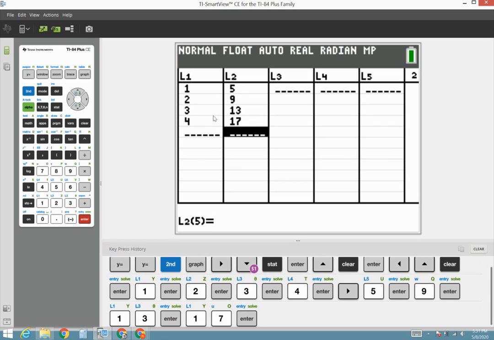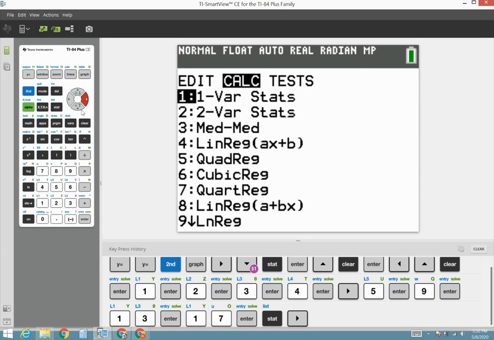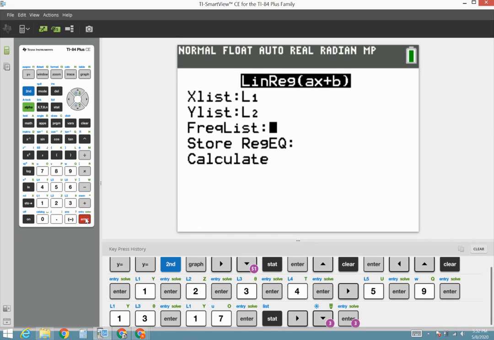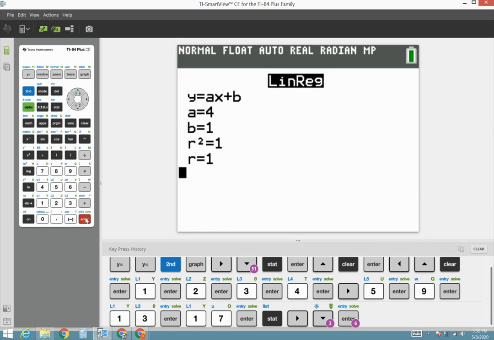Now, I already know that this is arithmetic, and arithmetic sequences are linear. So what I can do is stat, calculate, linear regression. Yep, this one, number 2. Calculate it. So now I know that the formula is 4x plus 1. Look at that r squared and that r. It's right on. I know that it's arithmetic, and I know that this is the correct formula.